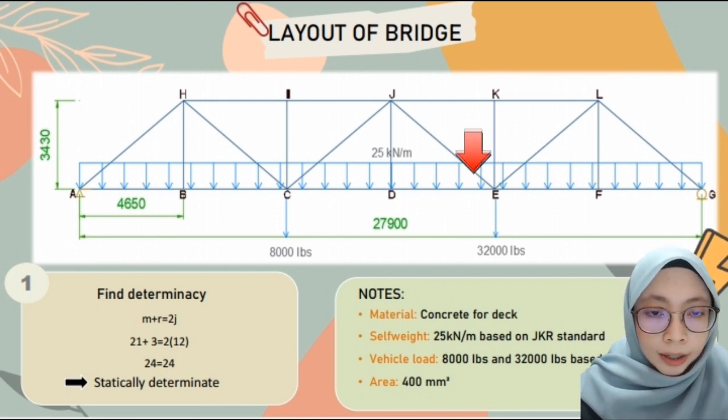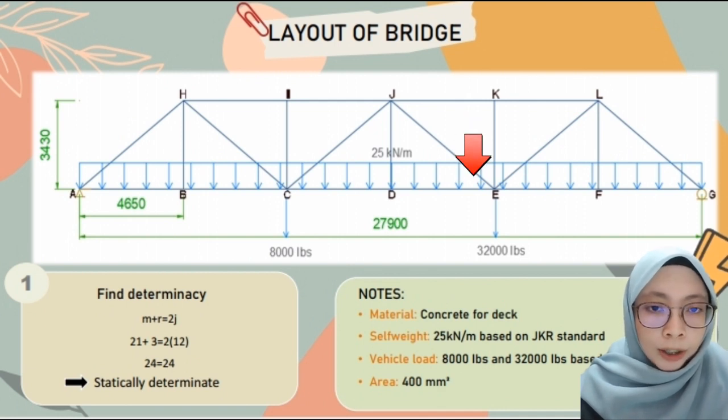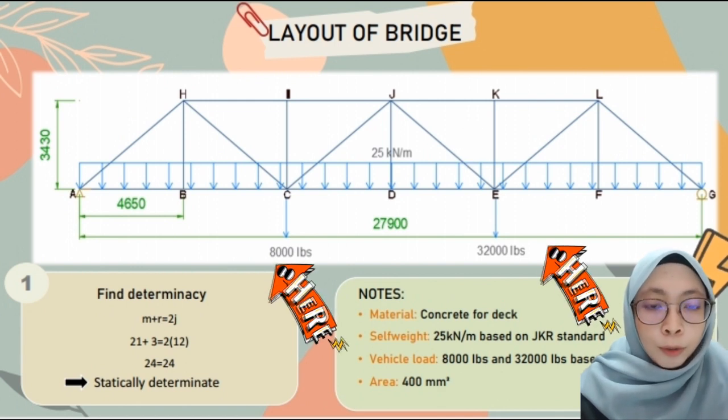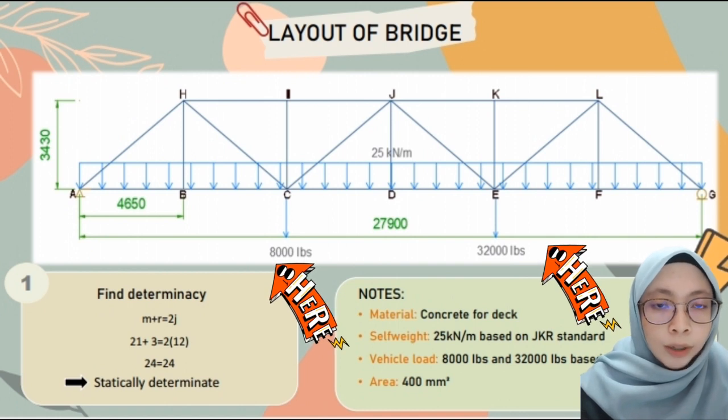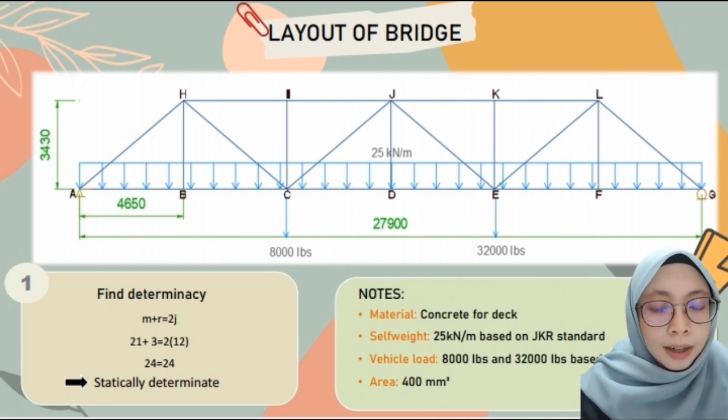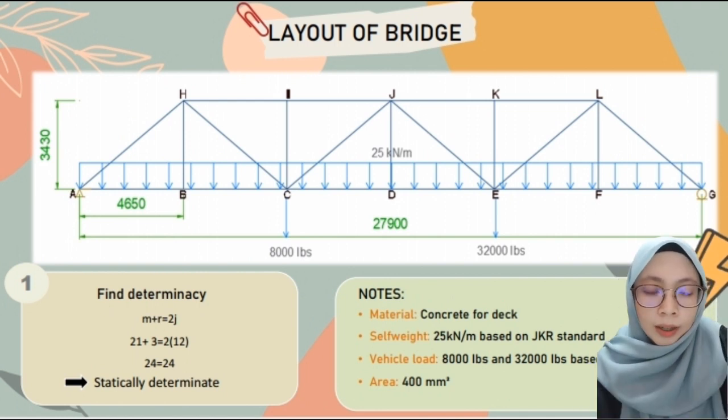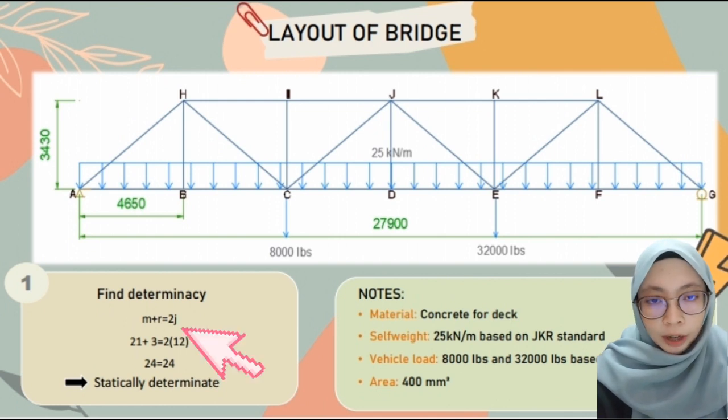The UDL here represents self-weight, which is 25 kN per meter, and it is based on the JKR standard. The two-point load here represents vehicle load, which is 8,000 pounds and 32,000 pounds, and it is based on H20, and the area for this bridge is 400 millimeter square. Next, by using this equation, we got that this bridge is statically determinate.